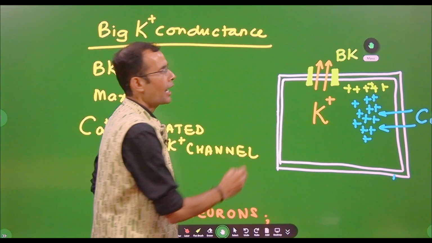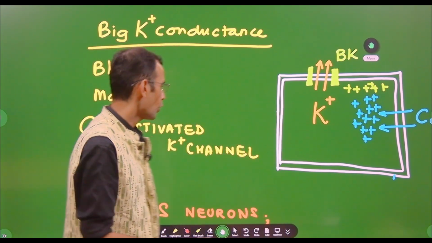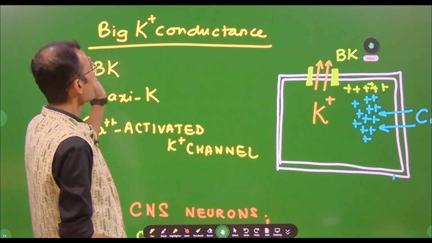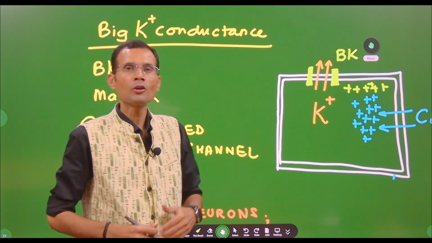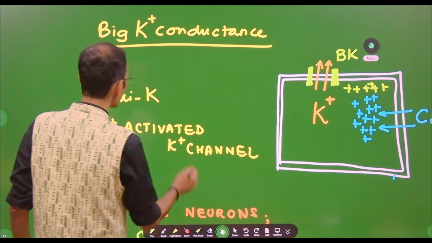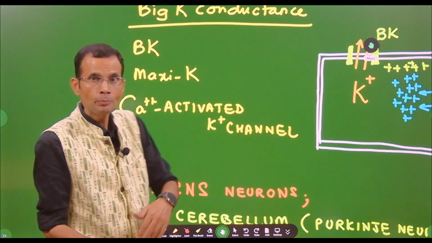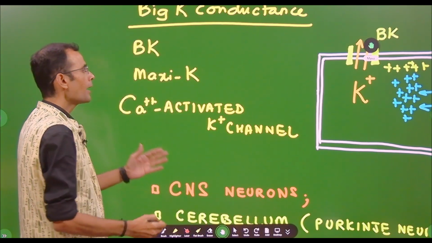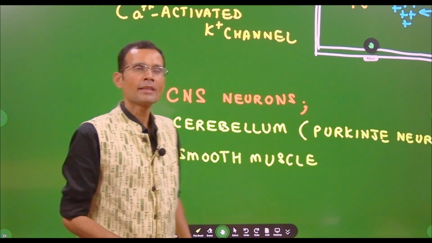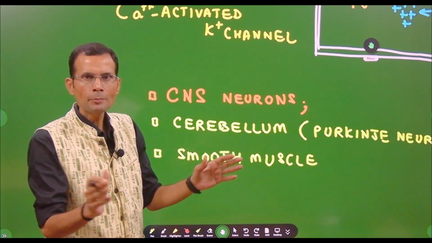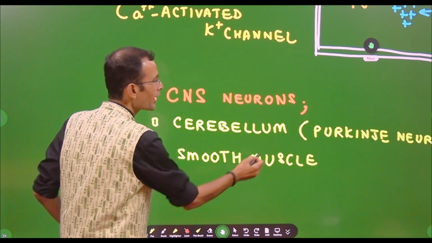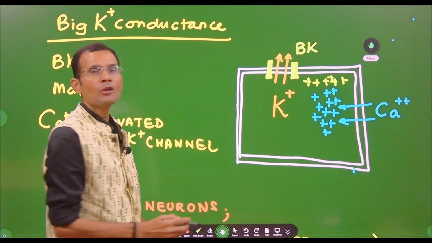Let's talk about the potassium and how calcium pushes it out of the cell and how it is favorable at many places in the body. There is a channel called the big K channel because it allows big potassium conductance. It allows big potassium current. So the BK channel, also called the maxi-K channel because of the big potassium current, is a calcium activated potassium channel. Where is this channel present? In the CNS neurons, in multiple places: cerebellum, Purkinje neurons, and smooth muscle. So let's have a look at this channel, how it operates and what it achieves.